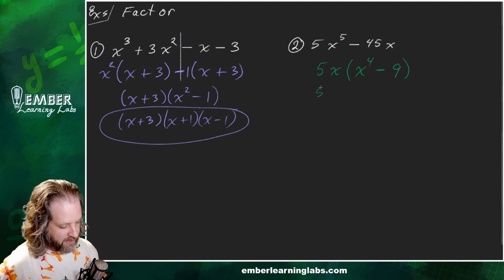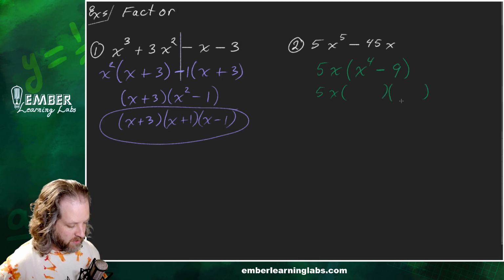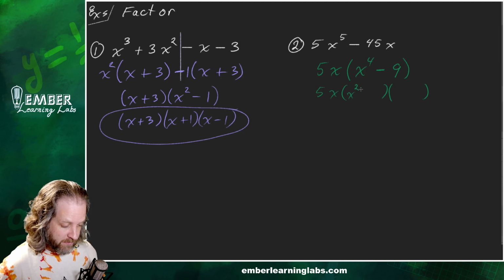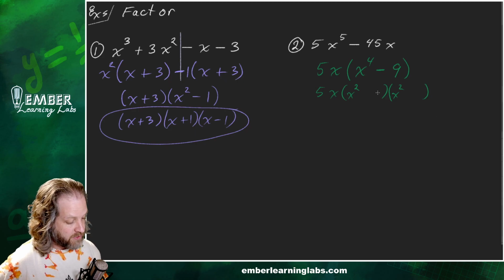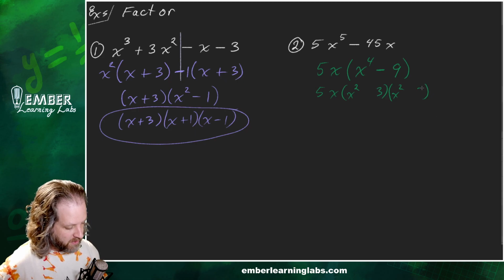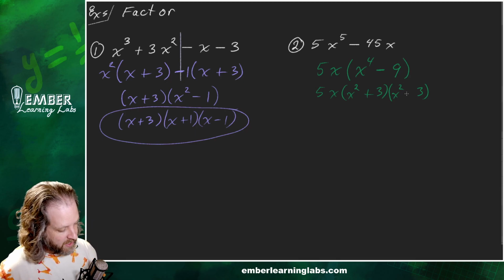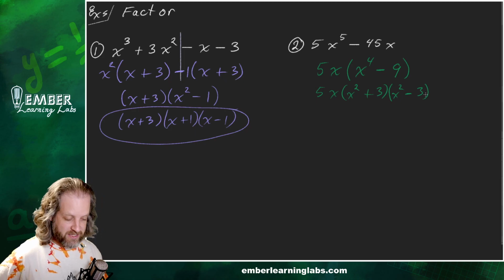Now we've got a difference of squares. So we're going to bring down the 5x, open, close, open, close. Square root of the first one, so x squared, and x squared, and the square root of the second one, so 3 and 3. And plus and minus. You might be like, well, we could factor this more, but 3 isn't a perfect square.